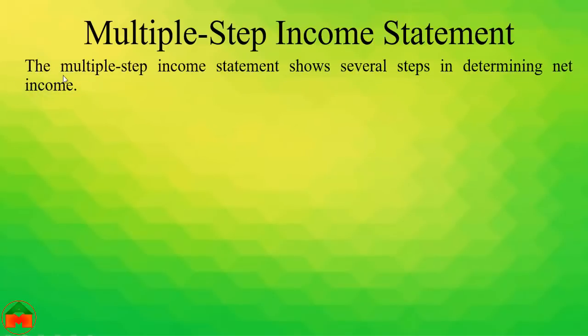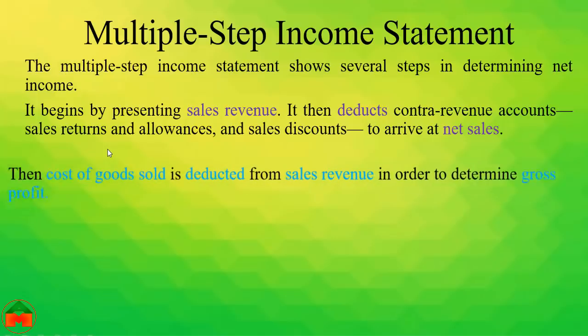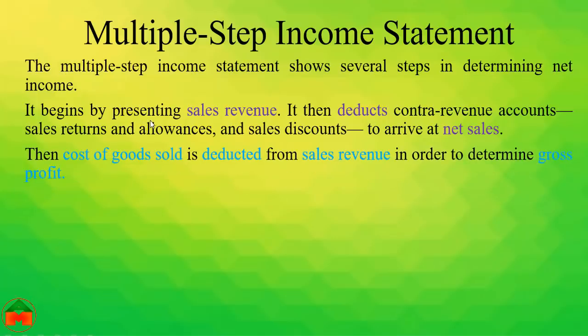Multiple step income statement. The multiple step income statement shows several steps in determining net income. It begins by presenting sales revenue. It then deducts contra revenue accounts, that means sales returns and allowances and sales discounts, to arrive at net sales. I mean, we start the multiple step income statement with sales revenue. Then we deduct all contra revenue accounts, sales returns and allowances and sales discounts, to arrive at net sales. Then cost of goods sold is deducted from net sales in order to determine gross profit.